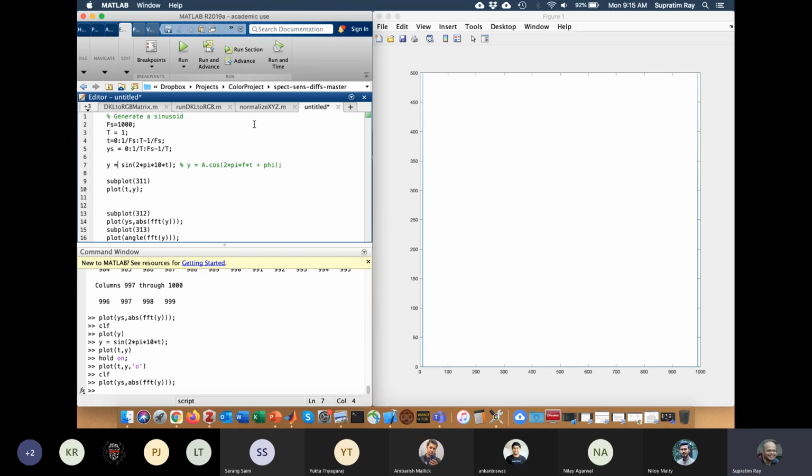This is related to n, the number of samples that we have. How many samples do we have of the sinusoid? The signal has what length? Y.